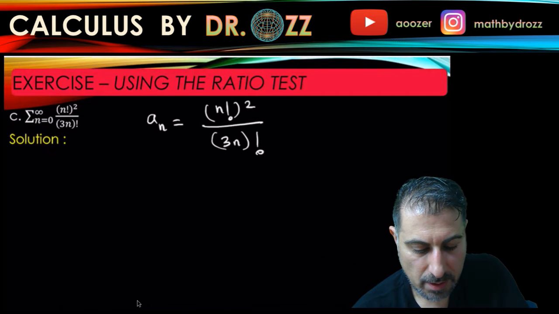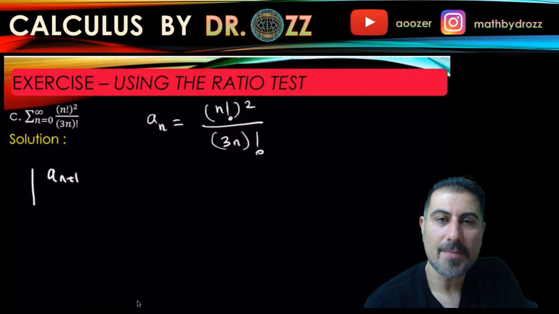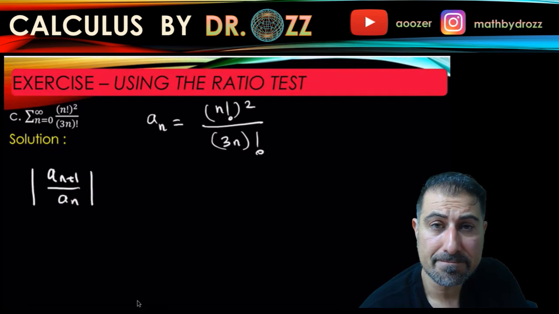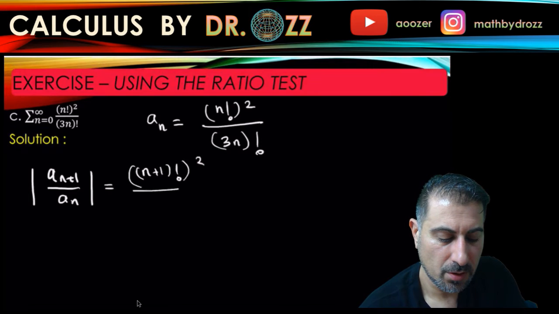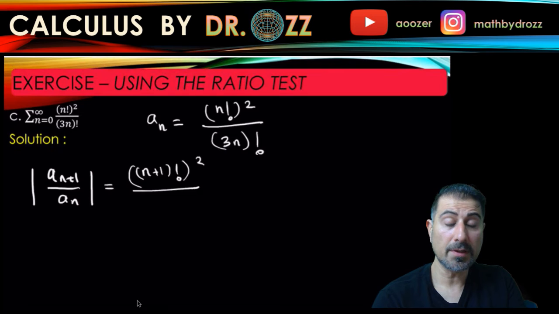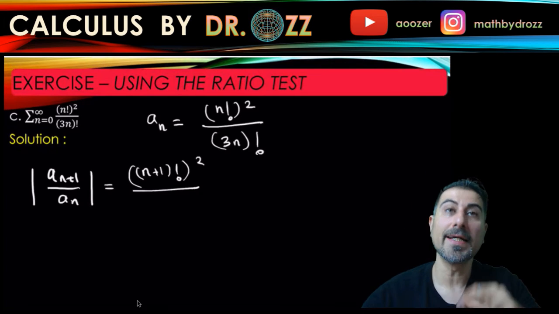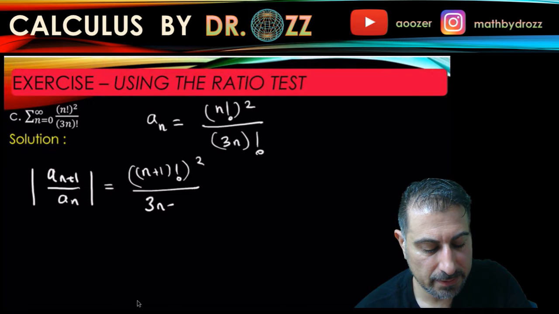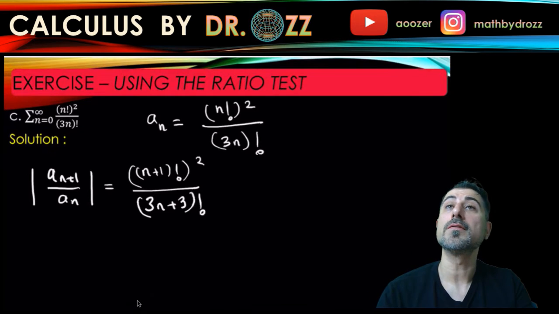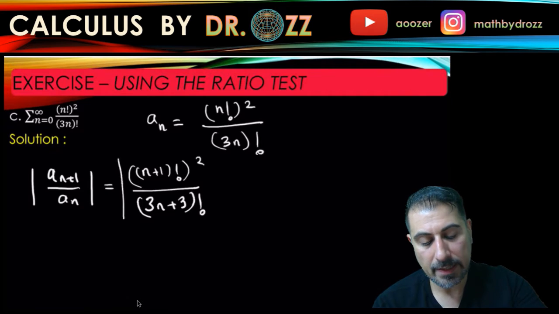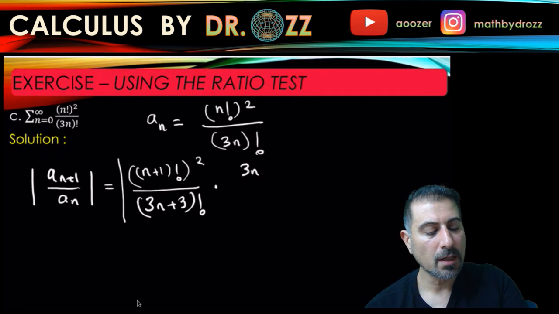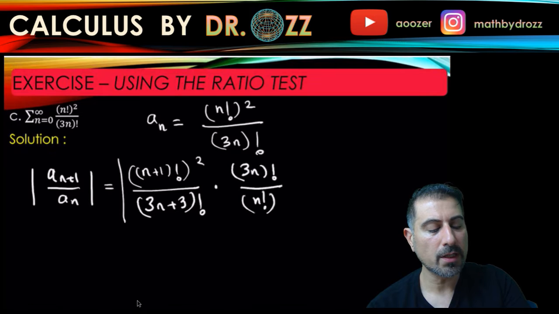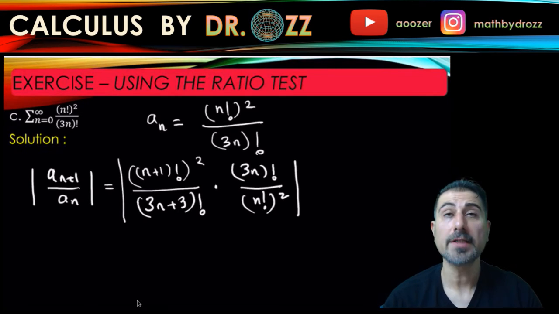Okay, so absolute value of a_(n+1) over a_n. That is equal to (n+1) factorial squared. Well, I'm going to replace n by n+1 in the bottom, so it's going to be 3 times (n+1) as a number factorial. So it's (3n+3) factorial. Okay, and this is divided by a_n, so I'm going to flip over a_n because that's going to be in the bottom. So to save space, I'm just flipping that over right here.